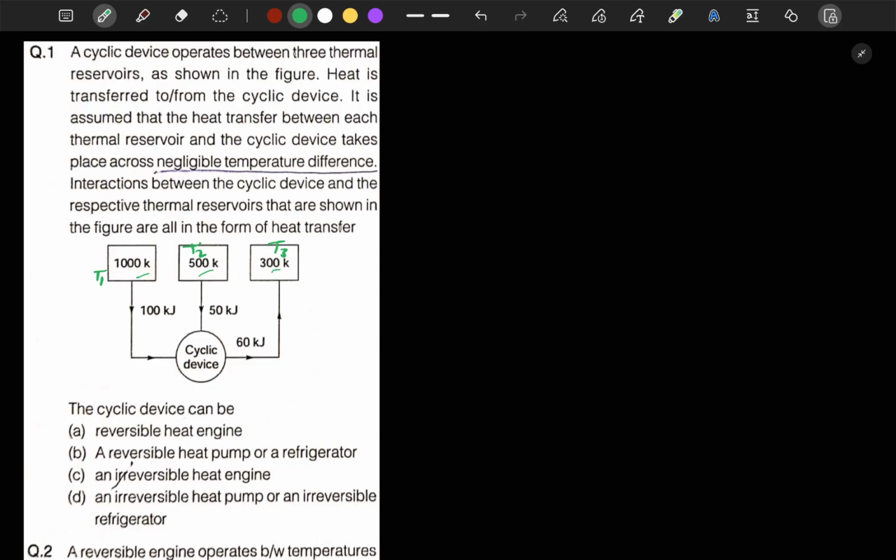So first of all, we should check whether the Clausius inequality is satisfied or not. So what is the Clausius inequality? For every possible device, if it is working, then the cyclic integration of del q by t must be less than or equal to 0. So we will apply it here also.